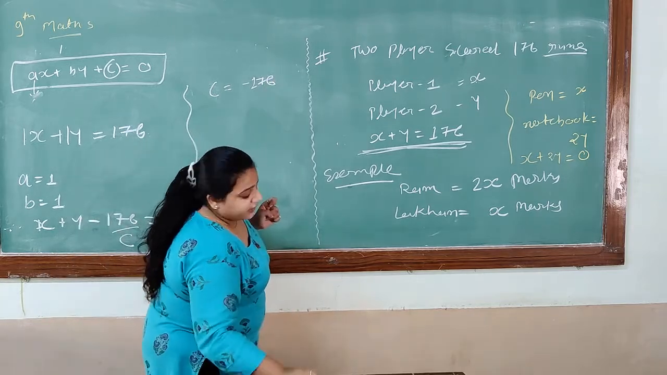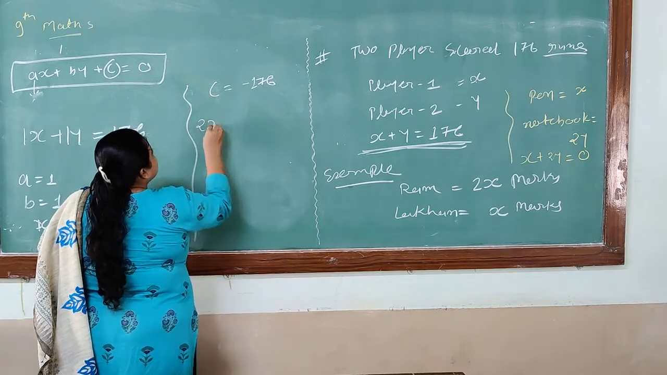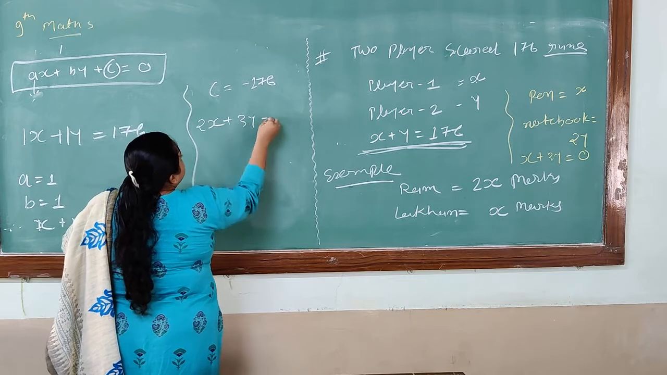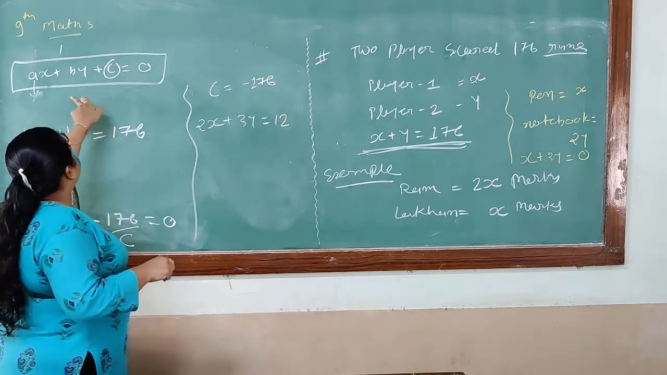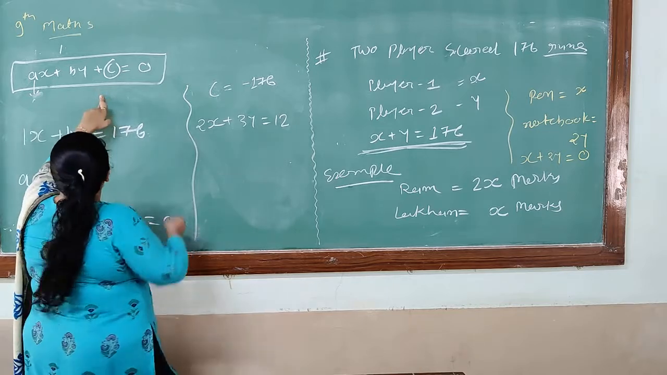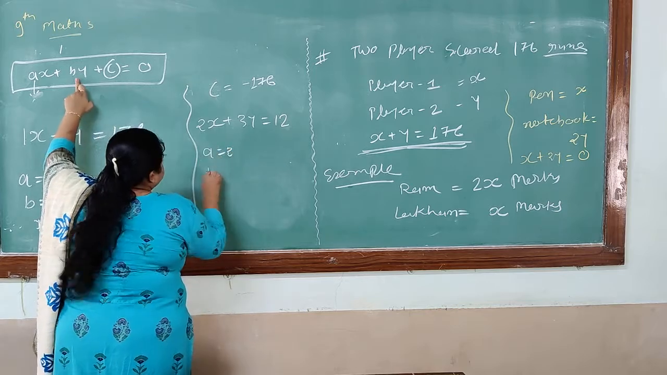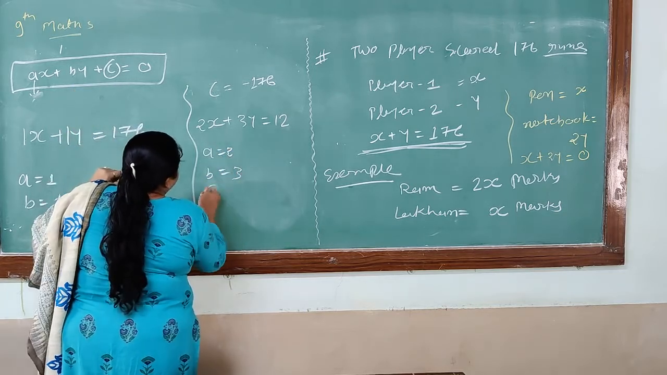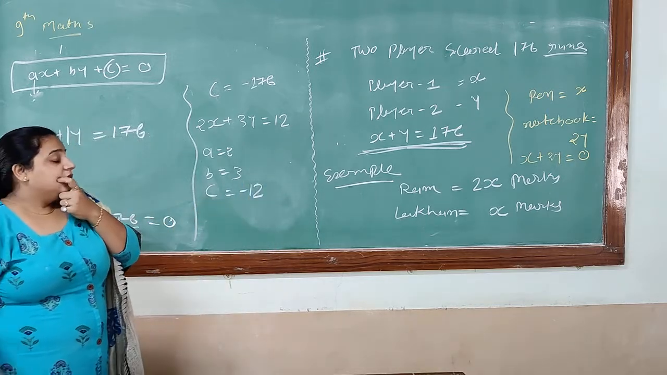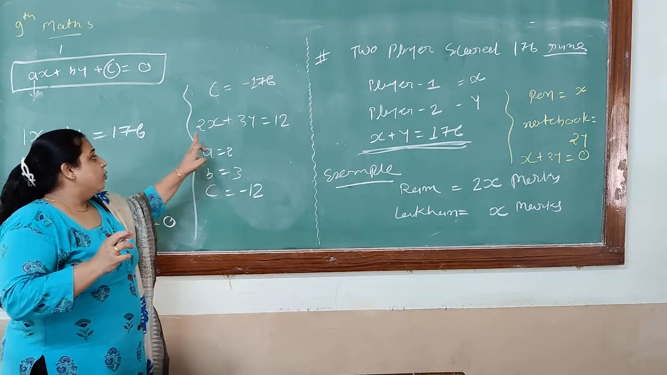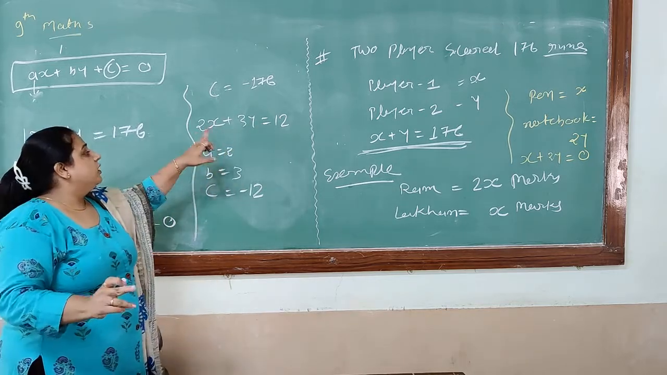Right? Second example. Any guesses? 2x plus 3y equals to 12. Now relate this equation with the given equation. Now how we will do? A equals to 2, B equals to 3 and C equals to minus 12. Right? In the question they will ask, find out the A, B, C from the given equation.